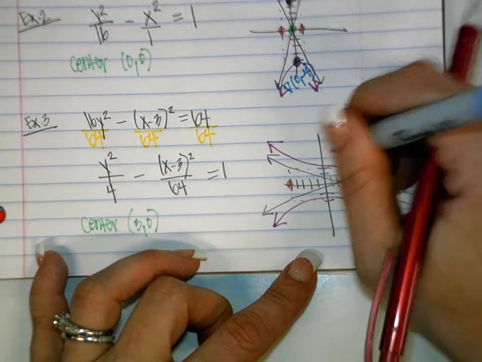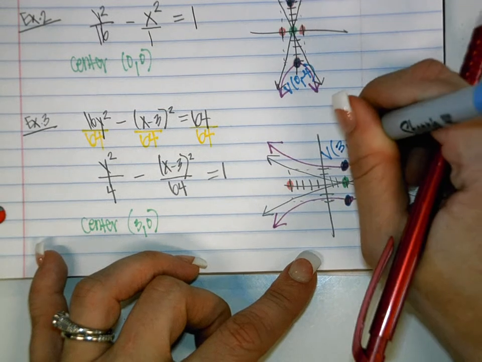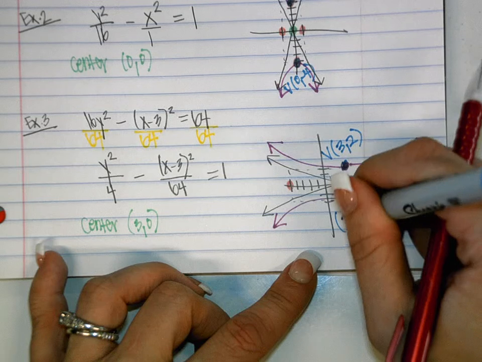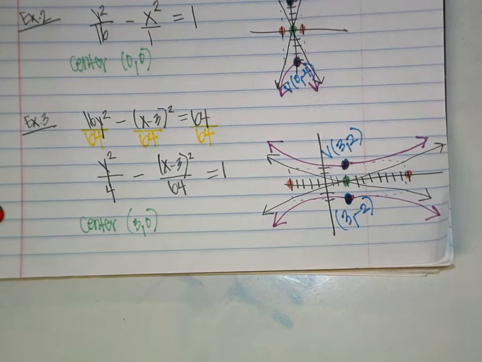What point is this? 3, 2. And what point is the bottom one? 3, -2. So that is how we find the center, vertices, and sketch of hyperbolas. Questions so far?